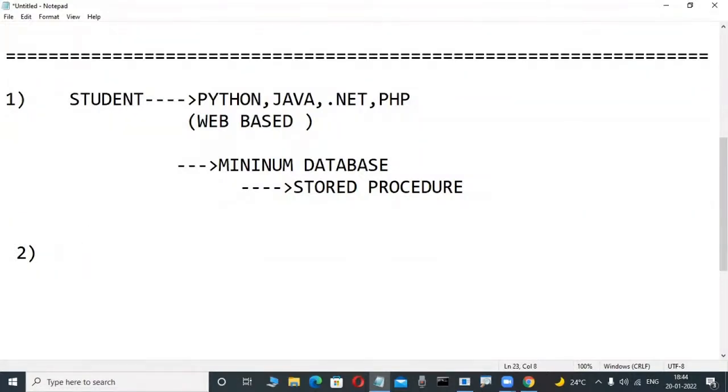Then those persons are applying for PLSQL developer jobs. Without any knowledge of Java, .NET, or front end, maybe as non-technical persons, they don't have very good programming skills. Then PLSQL developer jobs are there. Maybe there is a gap of 2 or 3 years. Those persons come to our course.